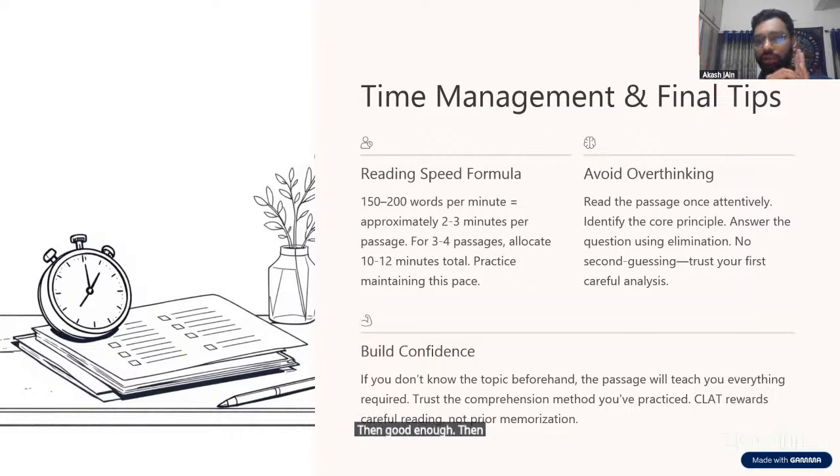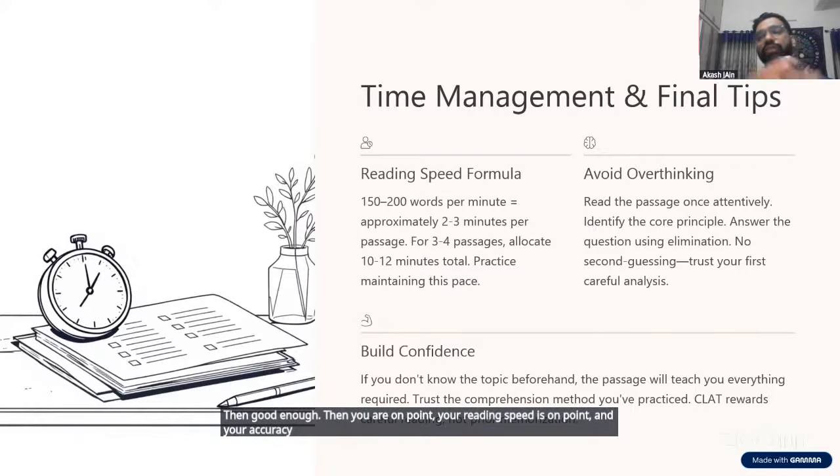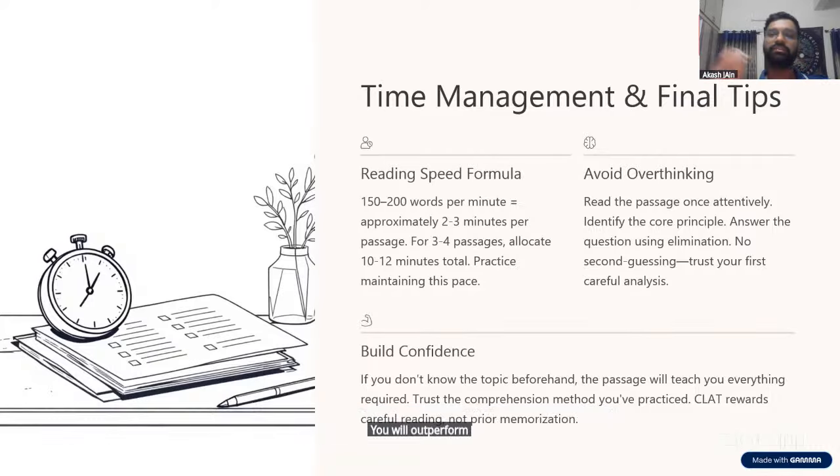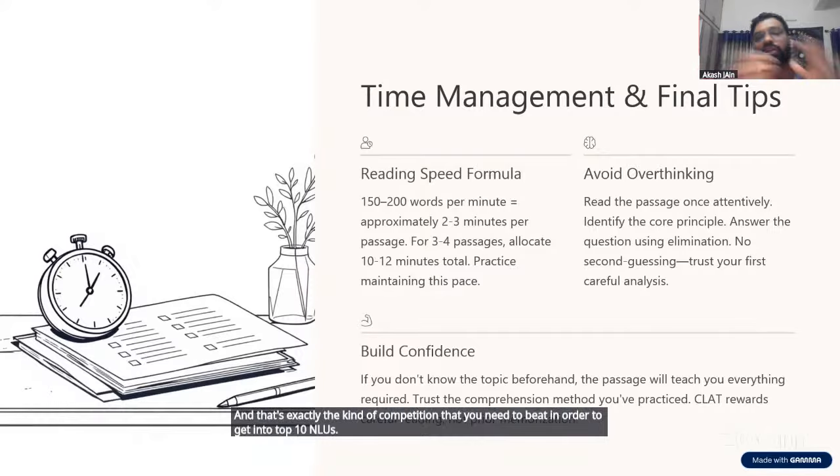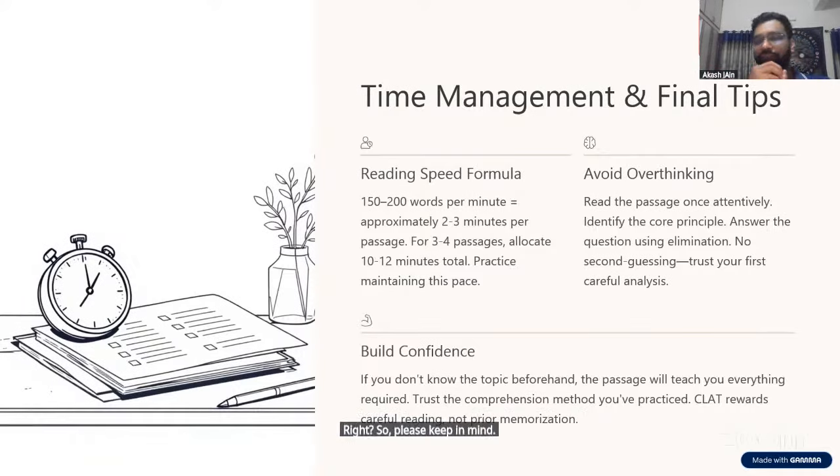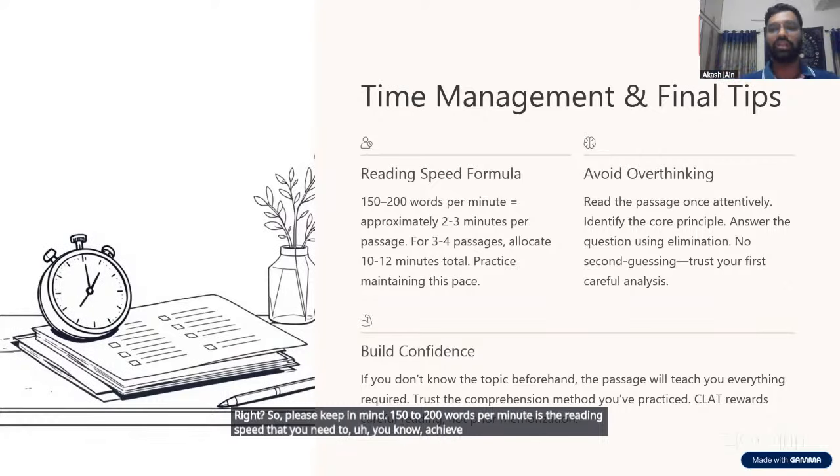Then you are on point, your reading speed is on point, and your accuracy is also on point. You will outperform at least 95 or 96% of the candidates out there. And that's exactly the kind of competition that you need to beat in order to get into top 10 NLUs. Right? So please keep in mind, 150 to 200 words per minute is the reading speed that you need to achieve in order to do well in the legal reasoning section or CLAT in general.